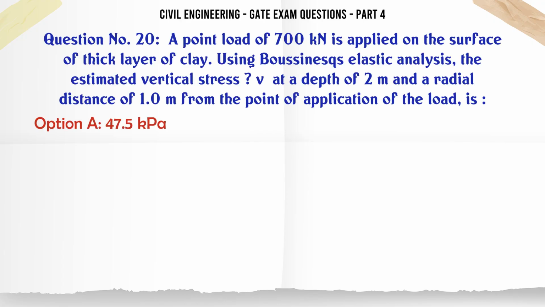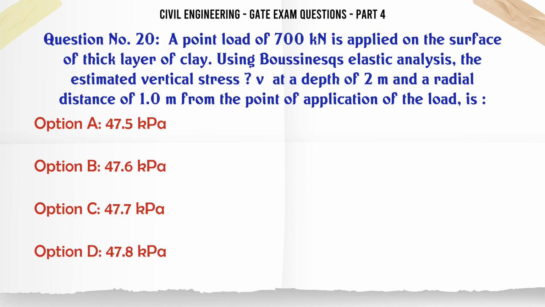A point load of 700 kN is applied on the surface of a thick layer of clay. Using Boussinesq's elastic analysis, the estimated vertical stress at a depth of 2 m and a radial distance of 1.0 m from the point of application of the load is A. 47.5 kPa, B. 47.6 kPa, C. 47.7 kPa, D. 47.8 kPa. The correct answer is 47.8 kPa.